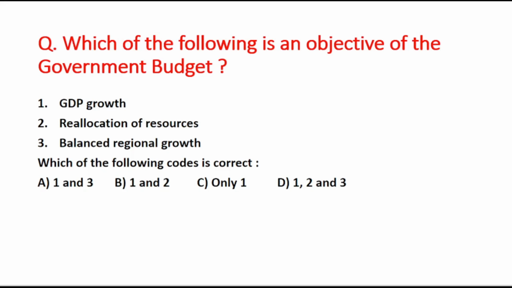Next question is, which of the following is an objective of the government budget? First is the GDP growth, second statement is the reallocation of resources, third is the balanced regional growth. Which of the following codes is the correct? So the right answer is option D, that is all these are the objective of the government budget.